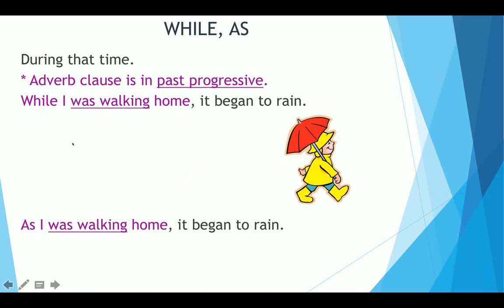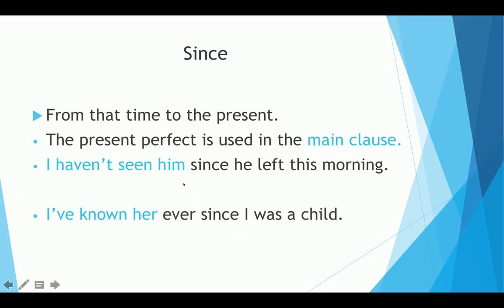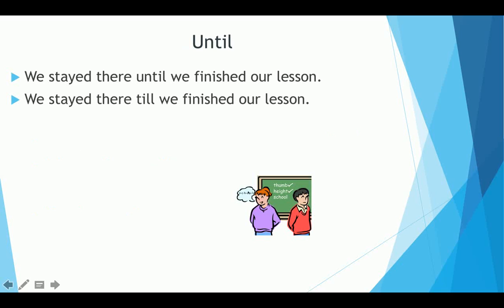Let's see some adverb clauses in the past progressive. While I was walking home, it began to rain. As I was walking home, it began to rain. By the time he arrived, we had already left. By the time he comes, we will have already left. Let's see some more examples. I haven't seen him since he left this morning. I've known her ever since I was a child. We stayed there until we finished our lesson. We stayed there till we finished our lesson.